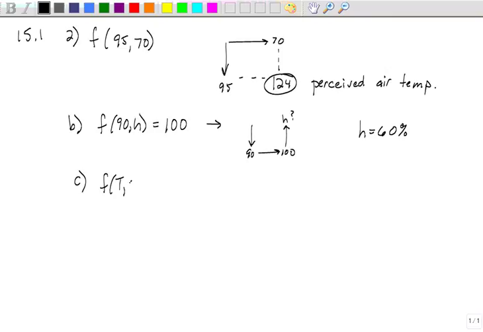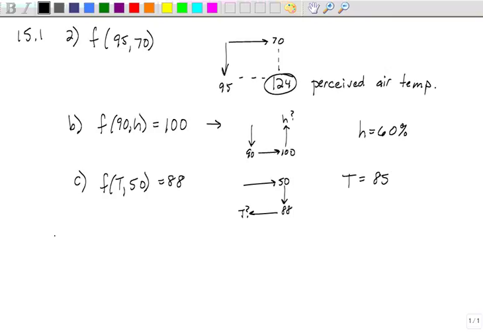Here we want to find the temperature when the humidity is 50. So here we go to 50, go down to 88, and then read what the temperature was. And here the temperature is 85. So the actual temperature is 85, and the humidity is 88.